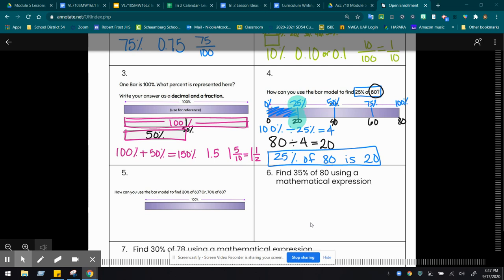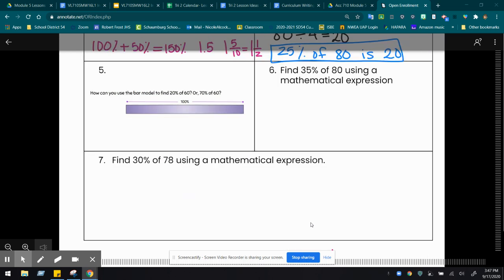Let's move on to number 5. Now this one is a similar situation, but we're going to do it 2 different times. How can you use the bar model to find 20% of 60 or 70% of 60? So as I'm looking at my 100%, I'm going to look at the 20% of 60 first. Now I'm thinking about 20% and relating it to the 100%.